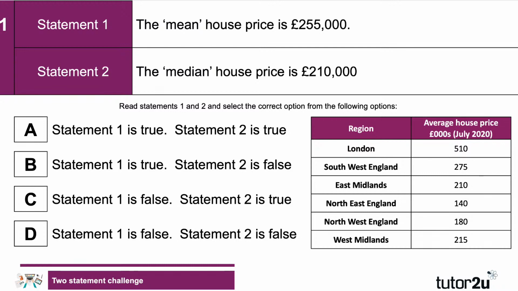So are they both true? Are they both false? Is one of them true, one of them false? Got some answers coming into the chat now. Very good. Seeing a few Bs, but not exclusively. Jack thinks it's D. Keep those answers coming in.